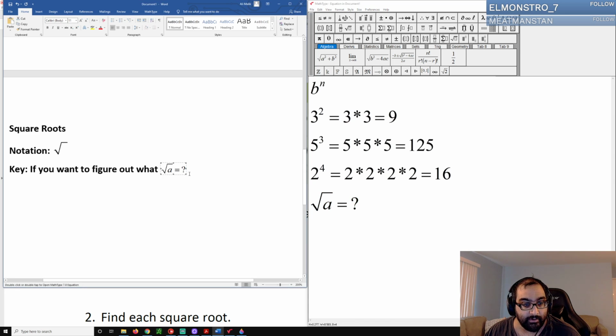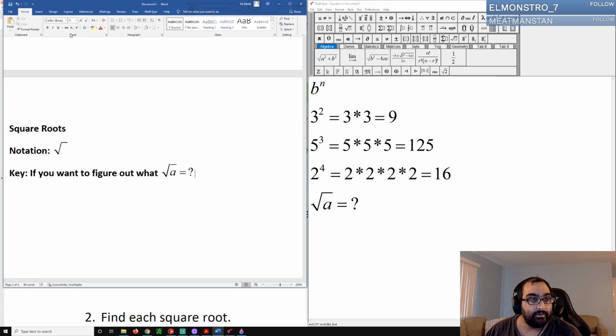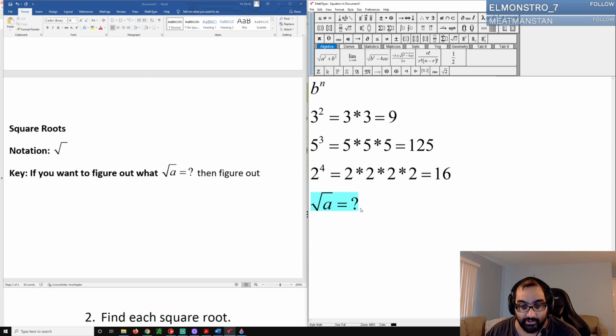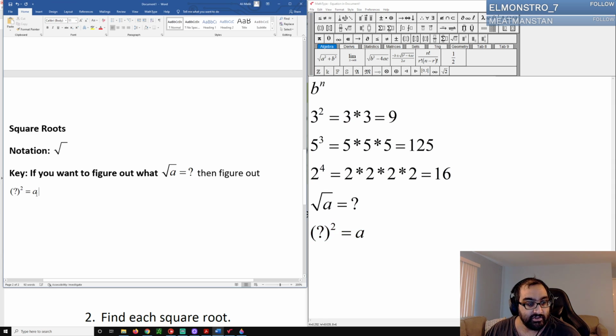So if you want to figure out if the square root of a is equal to something, all right, then what you're going to do here is figure out, and this is the key part here, so I'm going to be a little bit more succinct, some number: what number squared equals that number underneath the square root. That's the biggest key here. So there's going to be some number squared that is equal to that number underneath the square root.